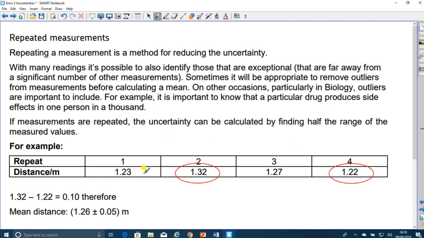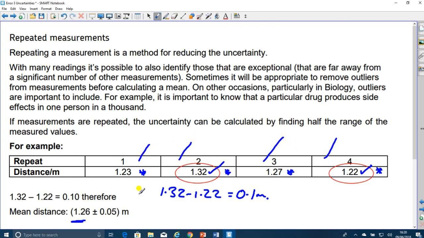So here we've got 4 readings, and we just find the highest and the lowest. The highest was this one, and the smallest was this one. That gave us a range of 1.32 minus 1.22, which equals 0.1 meters. So that is the range. When we want to work out the uncertainty, it would be the mean plus or minus half of the range. In this case, the mean is 1.26, gained by adding the 4 values together and dividing by 4, and then plus or minus half of the range.